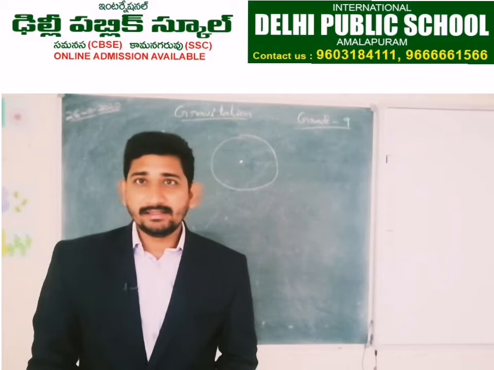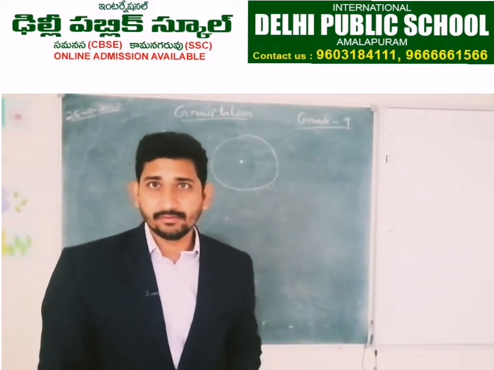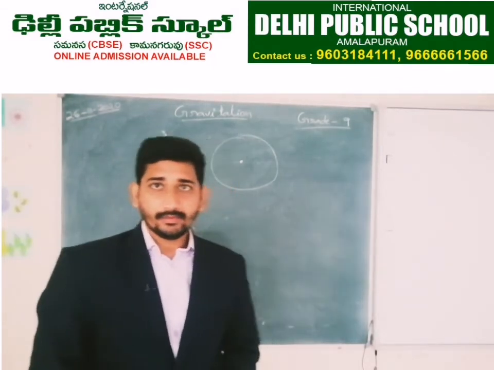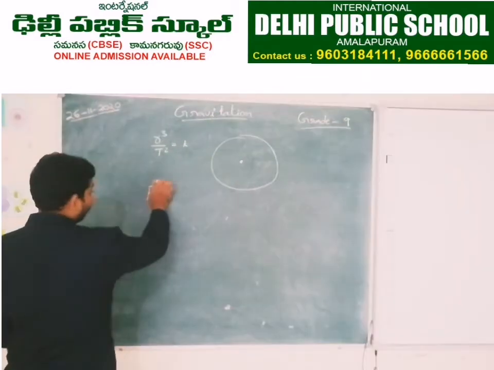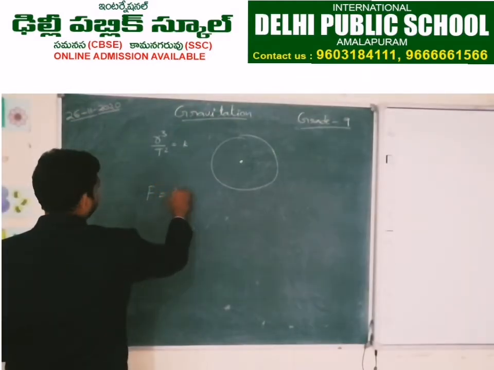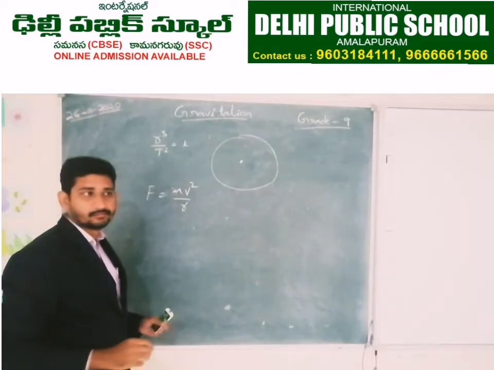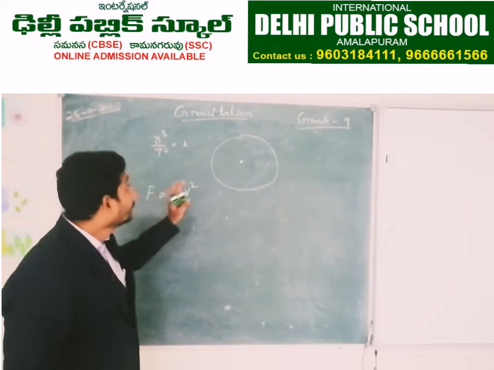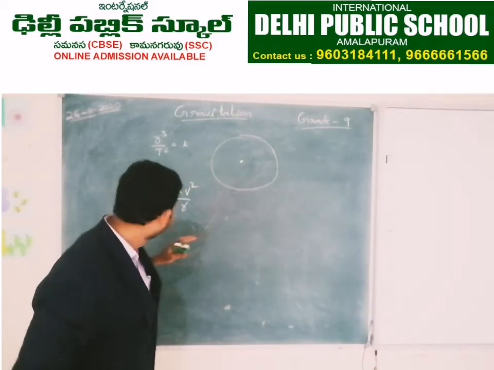We discussed that these forces are getting cancelled with each other, gravitational force and centrifugal force. Do you know the formula for centrifugal force? The formula for centrifugal force is F = mv²/r, when the earth is revolving around the sun in a circular orbit.